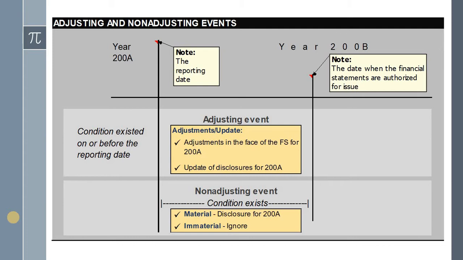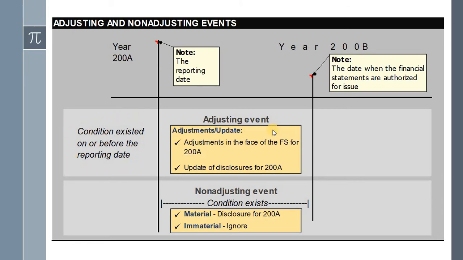So first is the adjusting event. Again, to be considered as an adjusting event, such event must be related to a condition that existed on or before the end of the reporting date. It means that the adjusting event will have an effect on the current reporting period. For our example, the current reporting period is the year 2008. So the adjusting event will have an effect on the financial statements of year 2008 because this event is related to the condition that already existed before the end of year 2008.